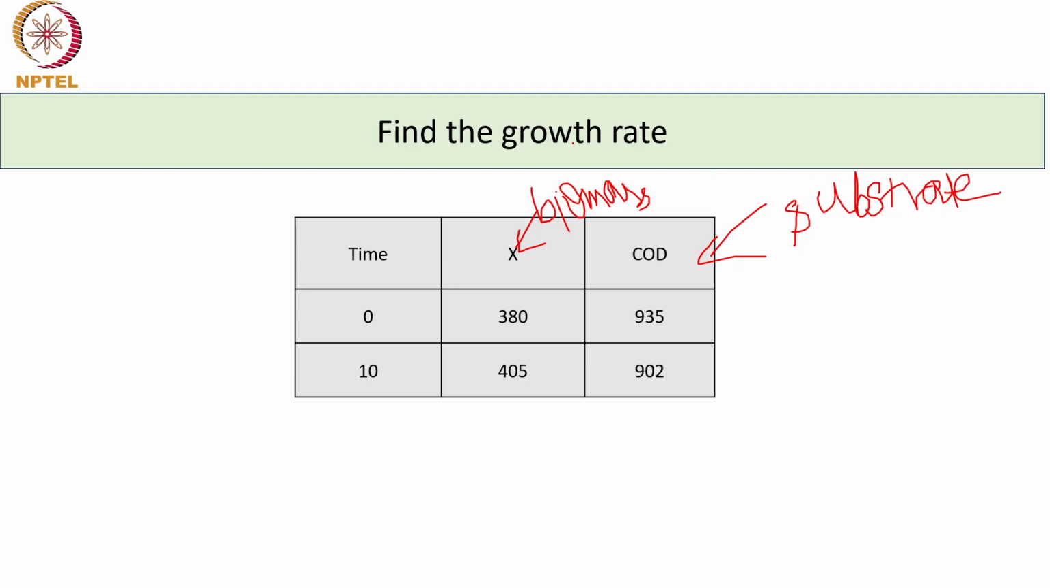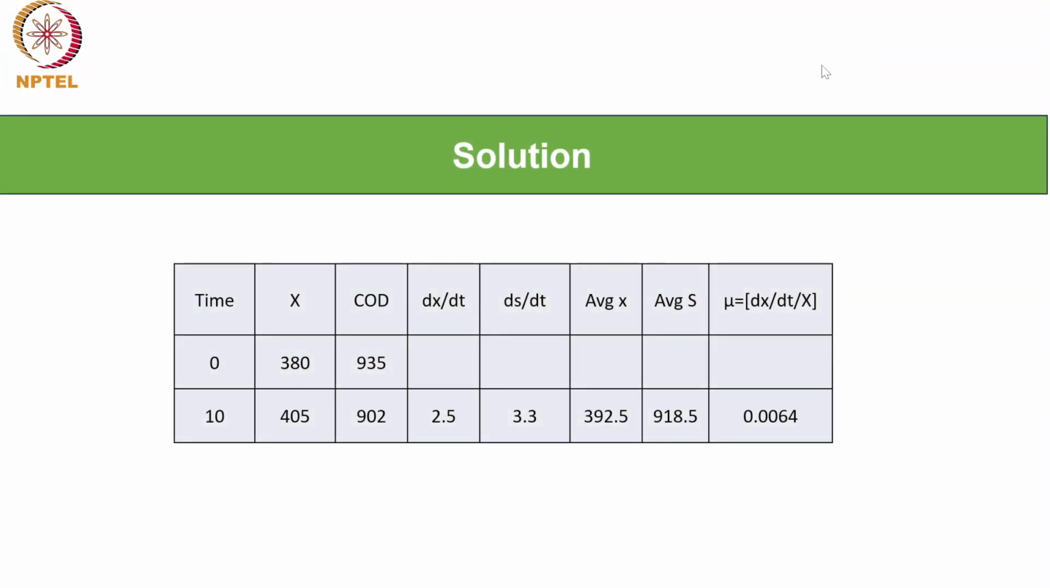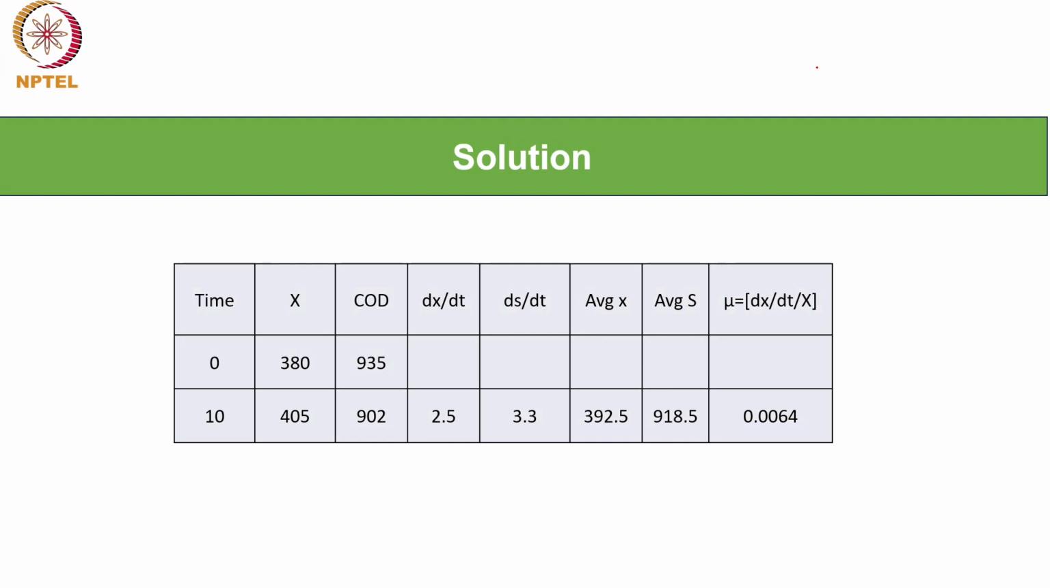What will be your growth rate? Okay, growth rate. What is the formula for growth rate? Can someone tell me? It is mu, right? Growth rate is mu, which is nothing but dx by dt by x. This will be your biokinetic parameter mu. You have to find this mu only.